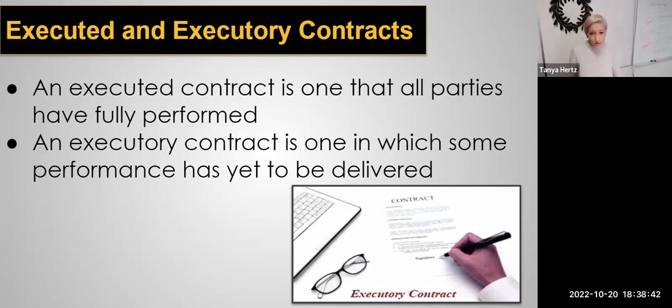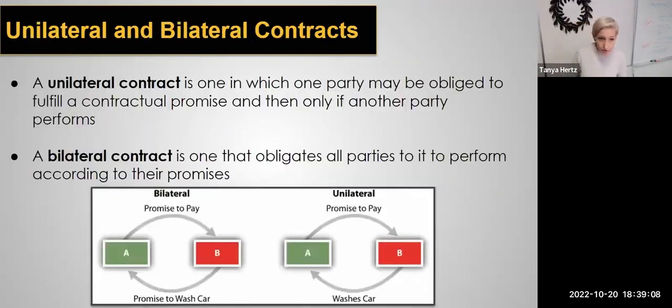An executory contract is one in which it's a legal contract, but one part of the performance has not yet been delivered. So an example might be something like a promise to pay for services, and the service has not yet been rendered. And so it's still an executory contract. It's still legal. It just isn't fully executed because you have not done all parts that need to be done in order to execute that contract.